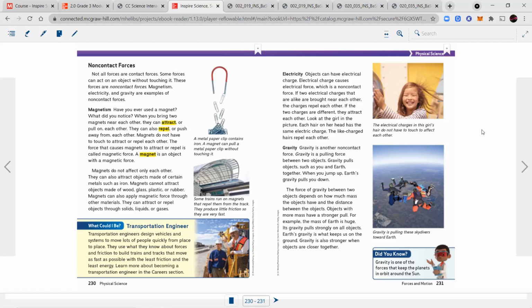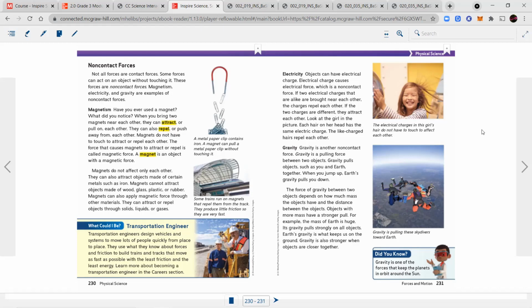Now, another non-contact force is electricity. Objects can have electrical charge. Electrical charge causes electrical force, which is a non-contact force. If two electrical charges that are alike are brought near each other, the charges repel each other.